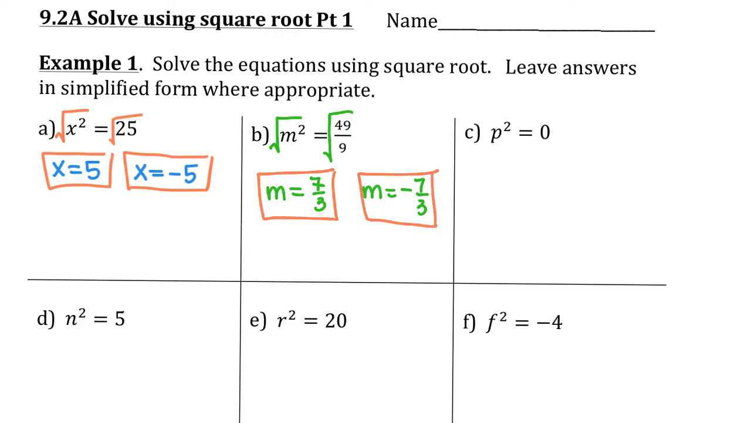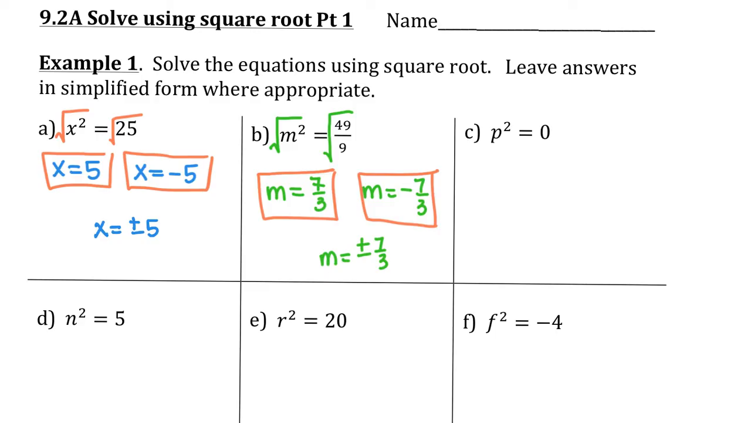Now I'm going to tell you another way to write your answer. Sometimes if you have two answers that are positive and negative, there's a lazier way to write it. I could say m is, instead of saying positive 7/3 and negative 7/3, I say plus or minus 7/3, and that means this is positive 7/3 and this is negative 7/3. So if I go back to the first problem, I could have also written my answer as x equals plus or minus 5, and that includes positive 5 and -5.